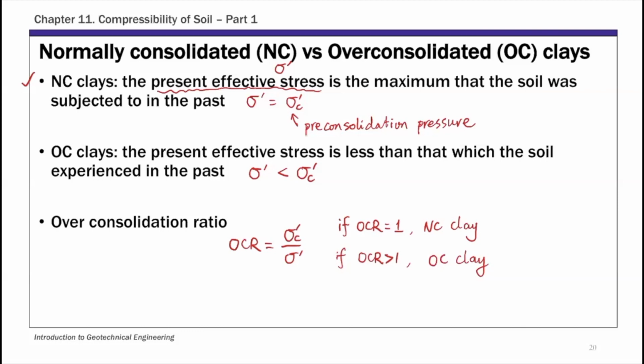Right. So these are the two types of clays based on the relationship between sigma prime and sigma C prime. Okay. So NC clay, sigma C prime and sigma prime are the same. In OC clay, sigma C prime is larger than sigma prime.